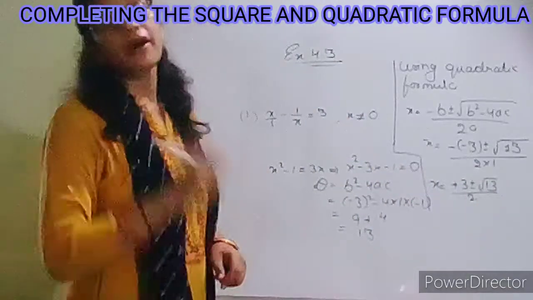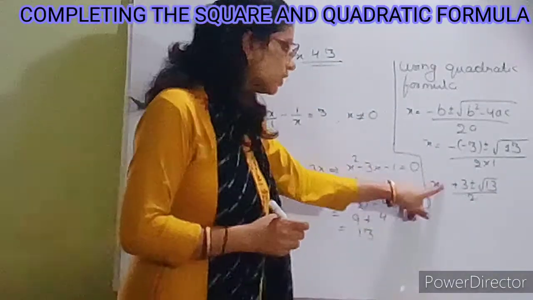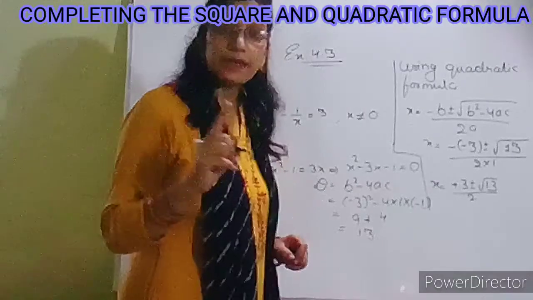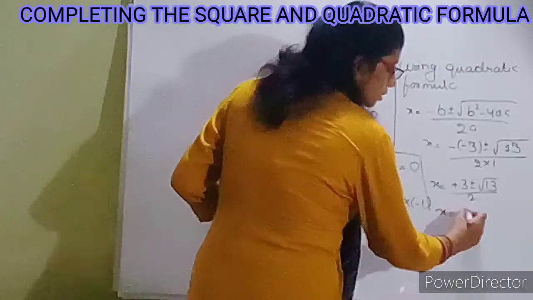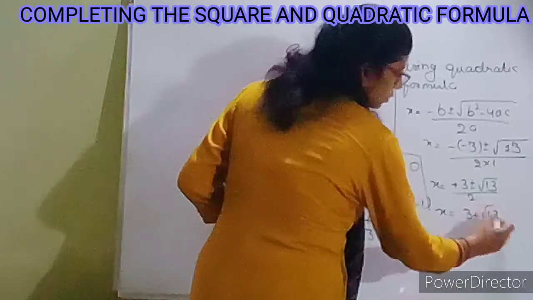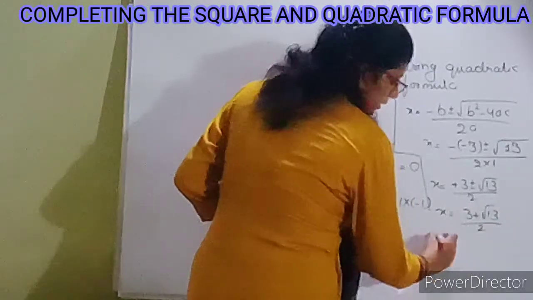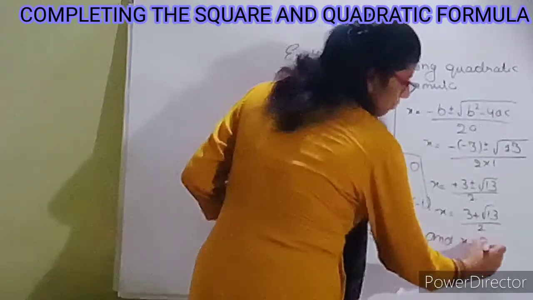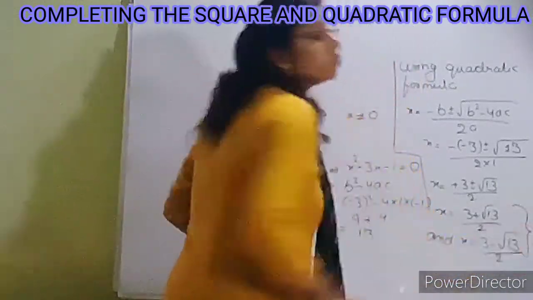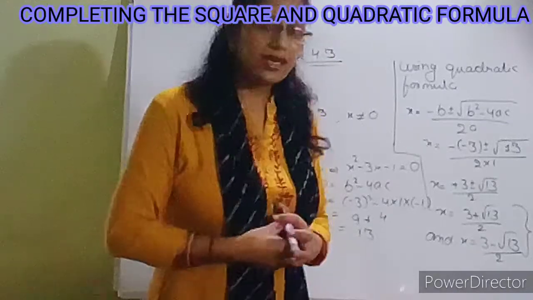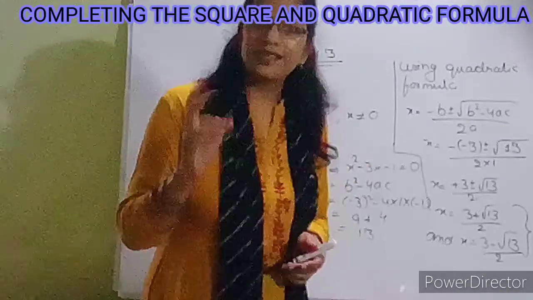So from here I got two values. What are the values from here? Once I will take positive and second I will take negative. So x is equal to (3 plus root 13) upon 2 and second x is equal to (3 minus root 13) upon 2. So these are the two values of x. Okay, so quickly we can start the second part of it.